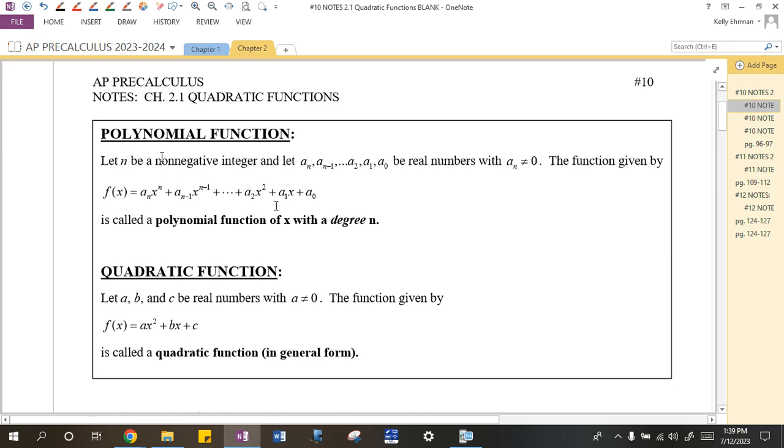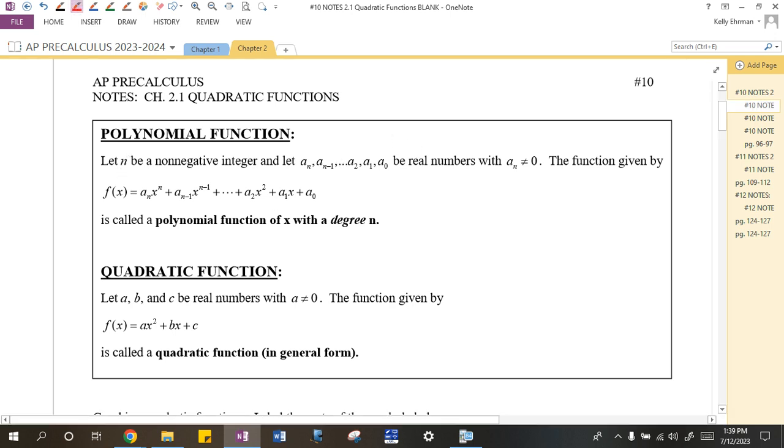So let n be a non-negative integer. I'm going to stop right there. Why do we say non-negative and not just positive? Because non-negative means positive, but it also means 0. 0 is not considered to be positive or negative.